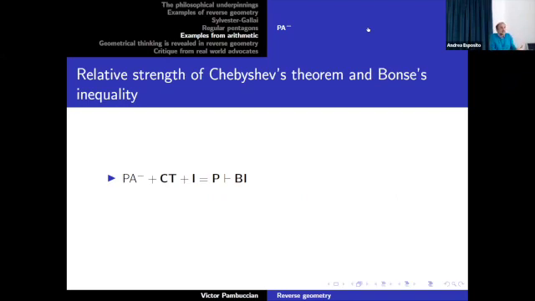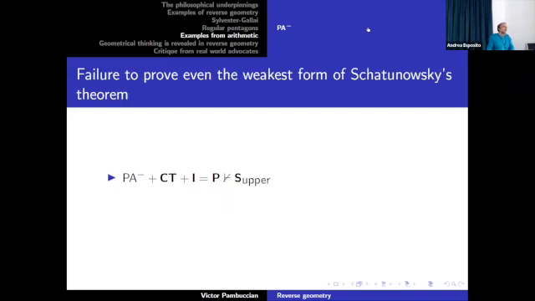Then you can show that if you have Chebyshev's theorem, then you can prove Bonze's inequality. Right? We're always in the presence of I is P, right? But vice versa, even if you add induction for all open formulas, you can't prove it. Which says, well, Bonze's inequality is simpler. Good. Now, if you look at just PA minus and you take all of CT, so Chebyshev, you can't prove even the weakest of all the Shatunovskys, that there is an upper bound on this. Obviously, you can't do this with a weaker.